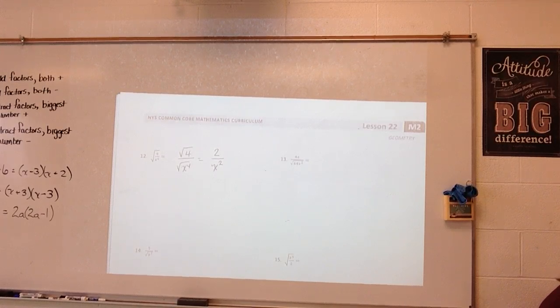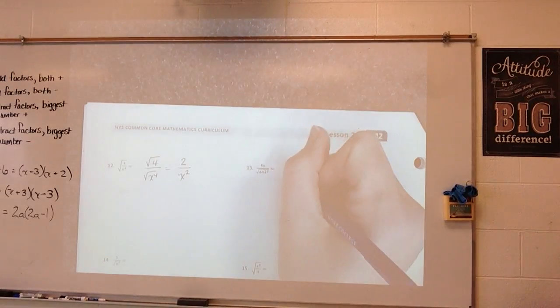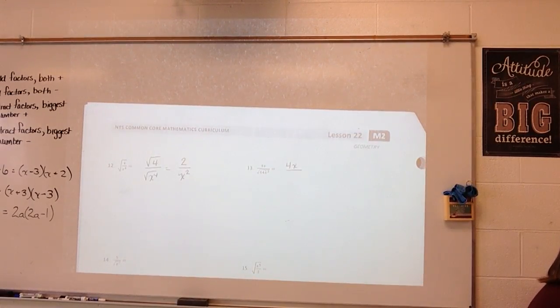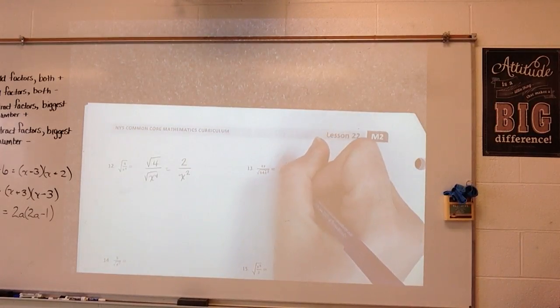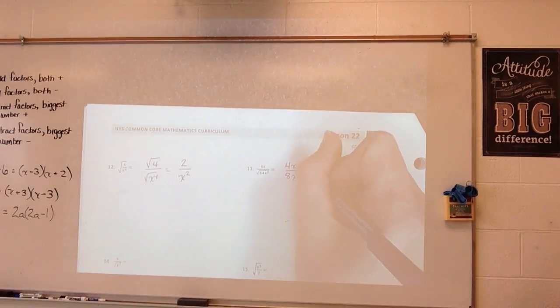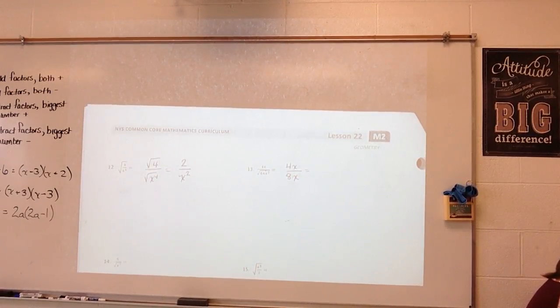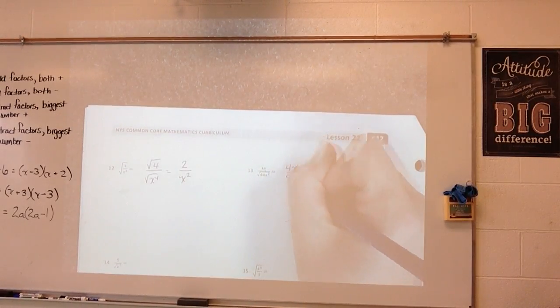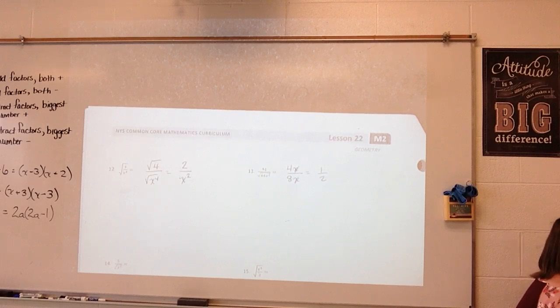Look at number 13. Notice only one part is under the radical sign. All right, so let's go ahead and look at this. So I have 4x. The square root of 64 is 8. 8 times 8 is 64. And the square root of x squared is x. Now I can reduce this because 4 over 8 reduces to 1 over 2. And x divided by x is 1. So my answer here is 1/2.